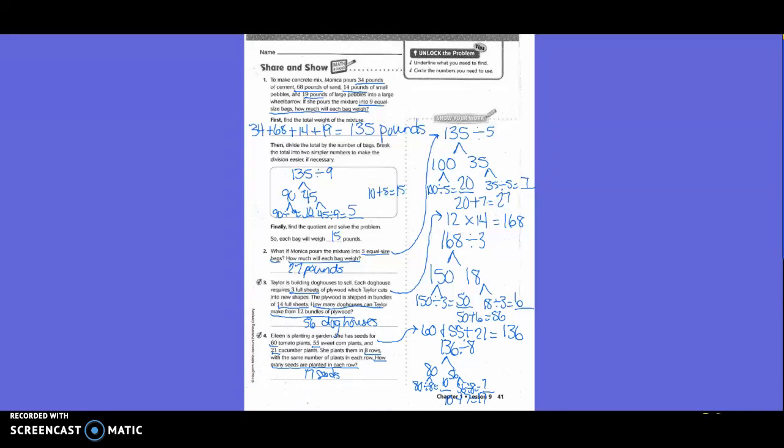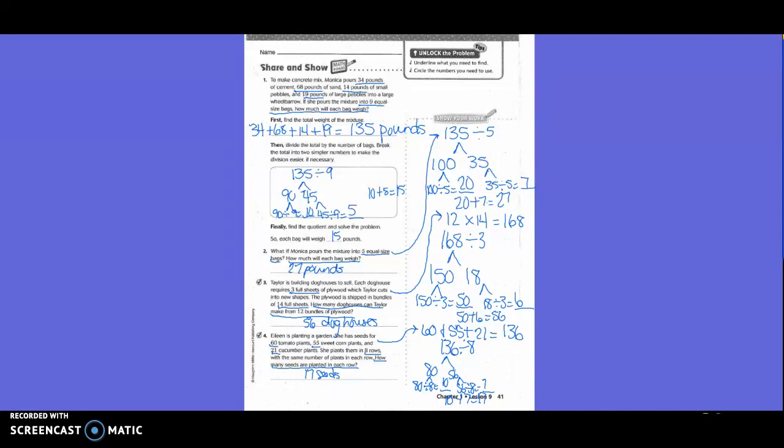Eileen is planting a garden. She has seeds for 60 tomato plants, 55 sweet corn plants, and 21 cucumber plants. She plants them in 8 rows, with the same number of plants in each row. How many seeds are planted in each row?